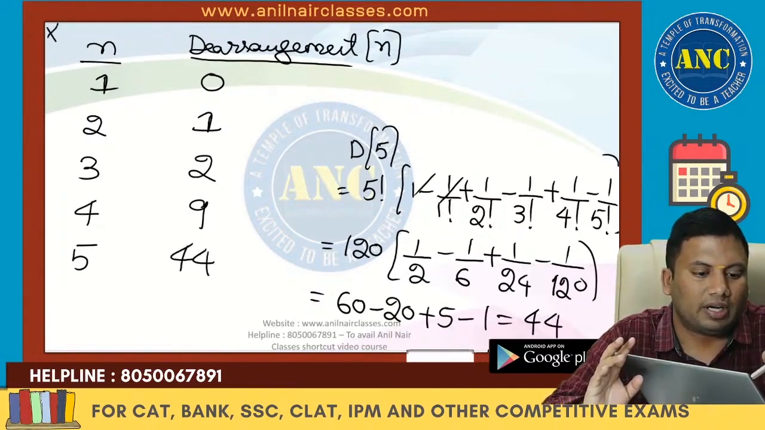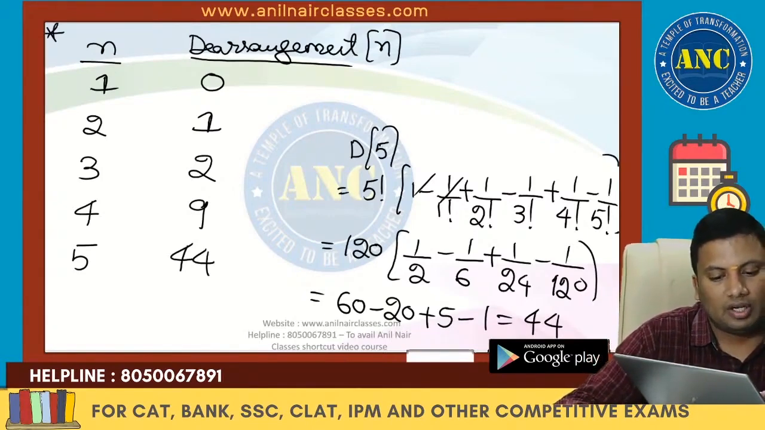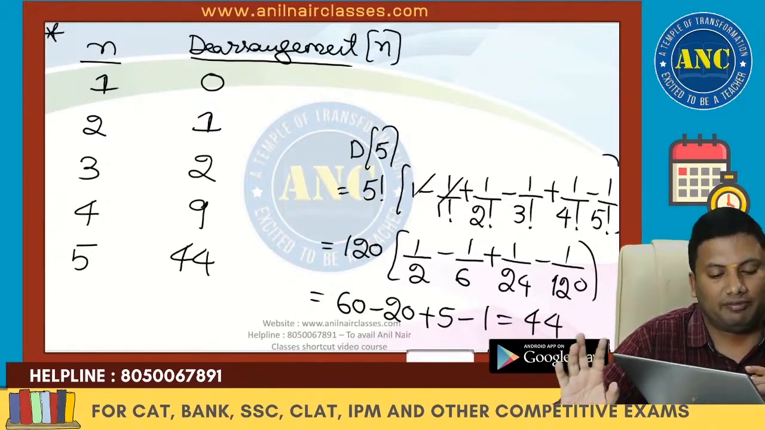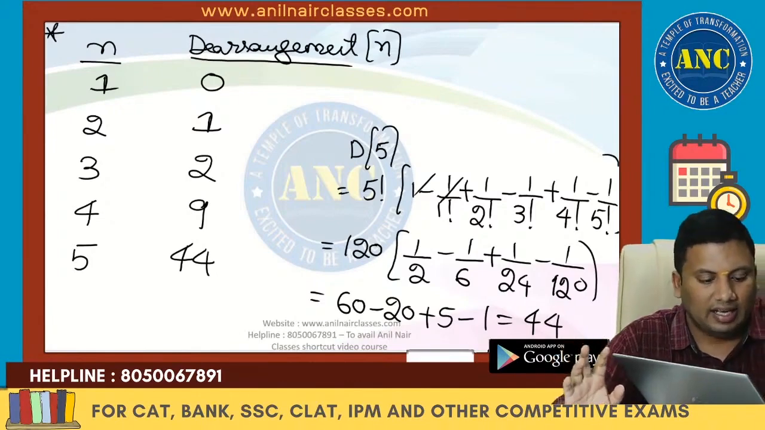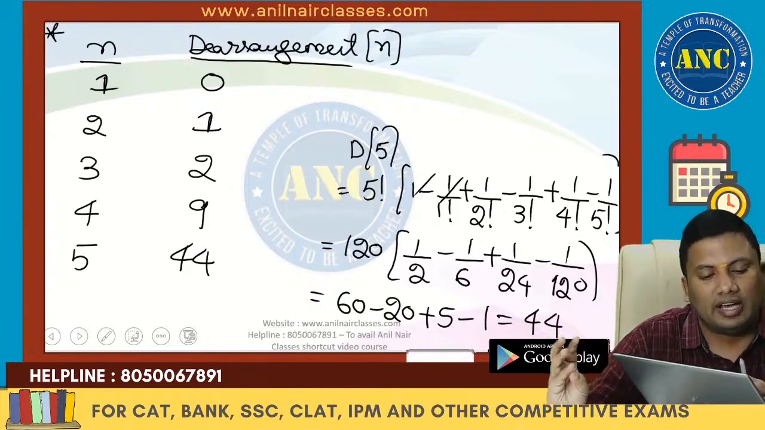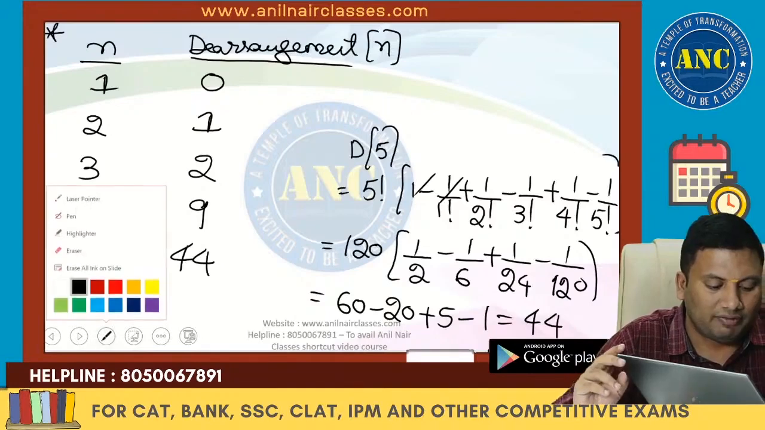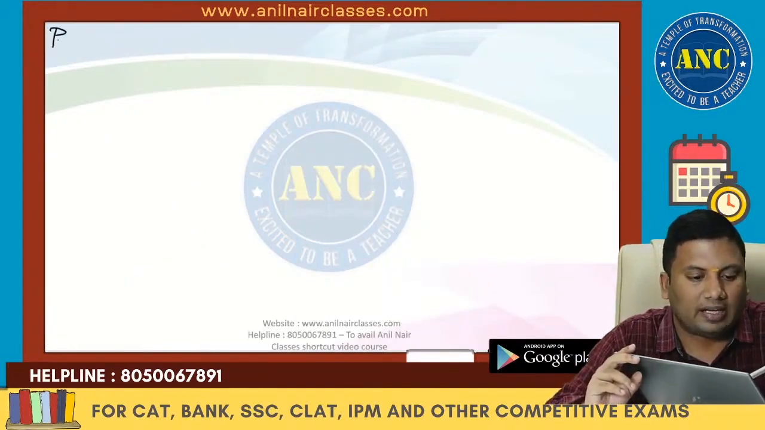Very, very important derangement values. D1 is 0, D2 is 1, D3 is 2, D4 is 9 and D5 is 44. I hope the idea is clear. We have seen the definition, the examples, the proofs, and the values of derangement of 1, 2, 3, 4. Now let us take some practice problems.